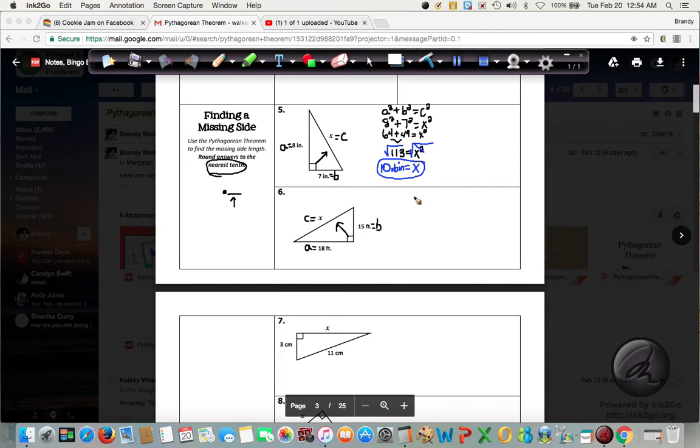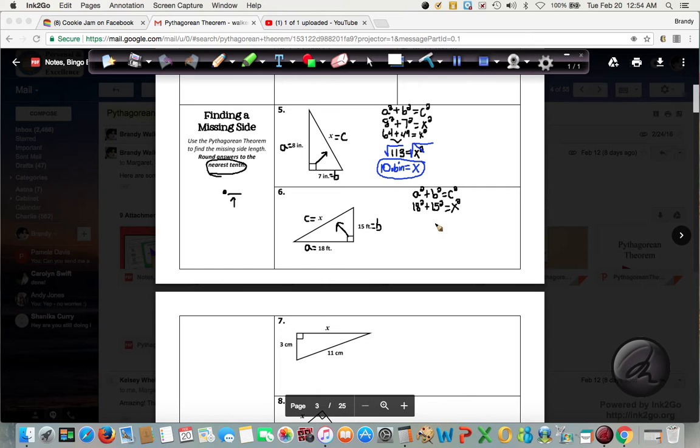Okay? Go ahead and do your A squared plus B squared equals C squared. Now you fill in your numbers. This will be 18 squared plus 15 squared equals, and again, we don't know C, right? It's x, so we're going to write x squared.